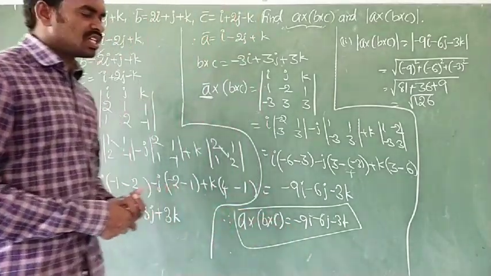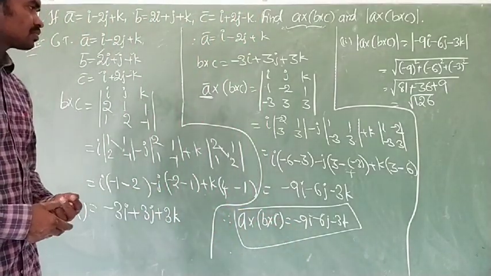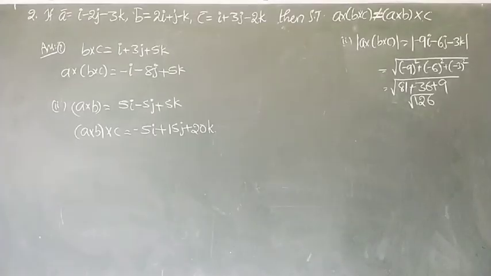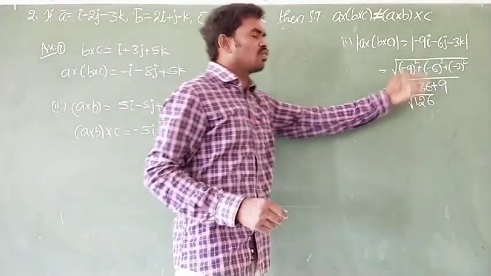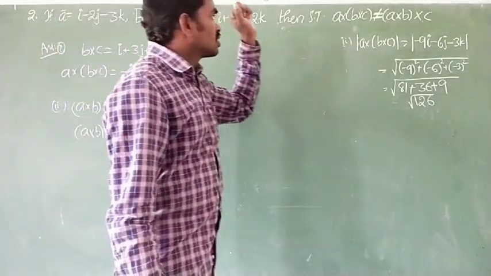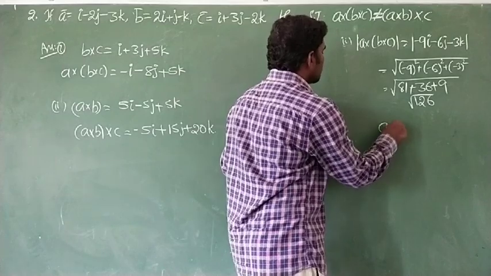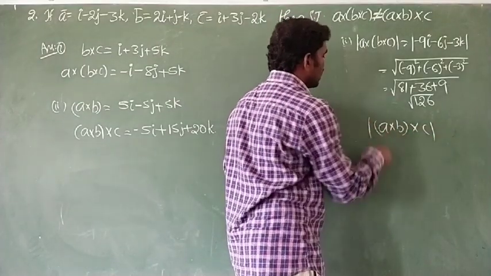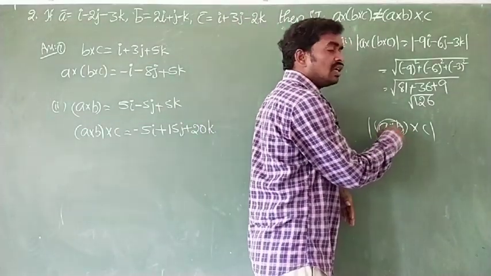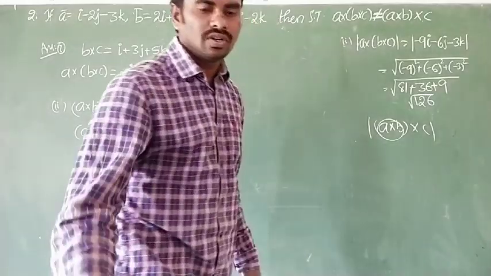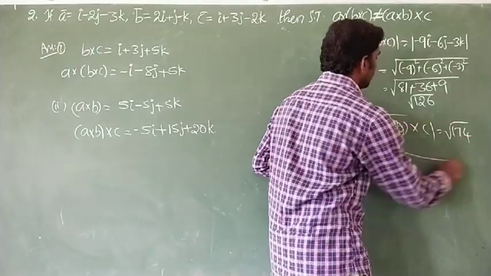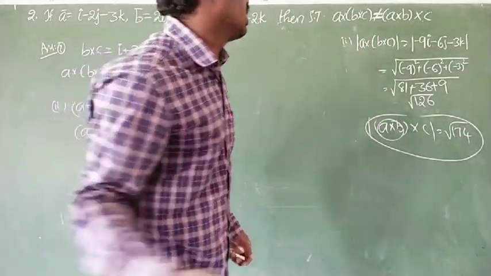Sorry, is there any mistake? Check it once. Okay, no problem. First question is root 126, completed, no mistake. Okay, next, second question. Suppose in the first question if they ask A cross B cross C, determine modulus, then how can we find it? First find out A cross B, then do with cross C, we get some answer. For that also I will give you the answer: root 174. You try it. If the question is asked like that, we can get that. Okay, first question is completed.